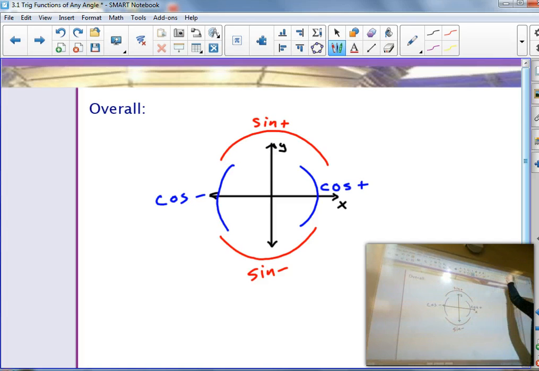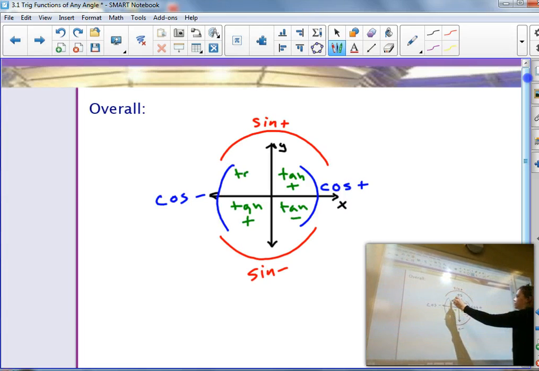All right, next color. Where was the tangent positive? First and third. So tangent was positive here, and the tangent was positive here, which means it was the other two, 2 and 4, where the tangent was negative. So they're kind of kitty corner to one another, right? You get your tangents here and here.